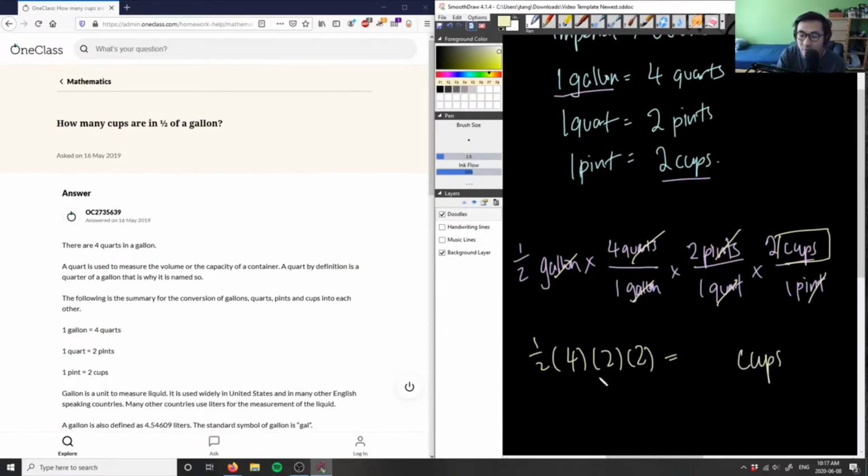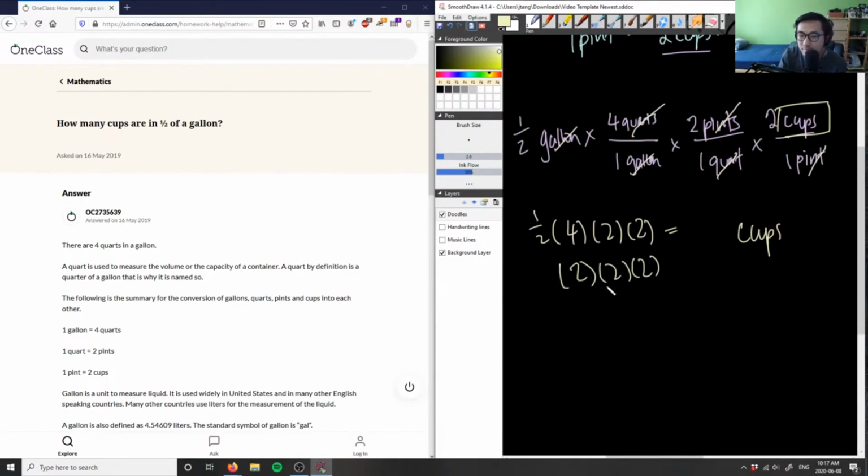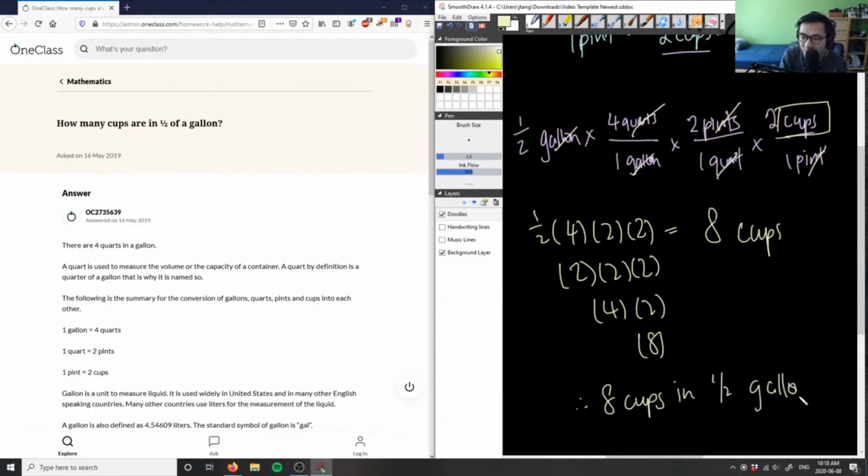1/2 times 4 is 2. Then 2 times 2 times 2. 2 times 2 is 4, and 4 times 2 is 8. Therefore, there are 8 cups, so 8 cups in 1/2 a gallon. This here is our solution.